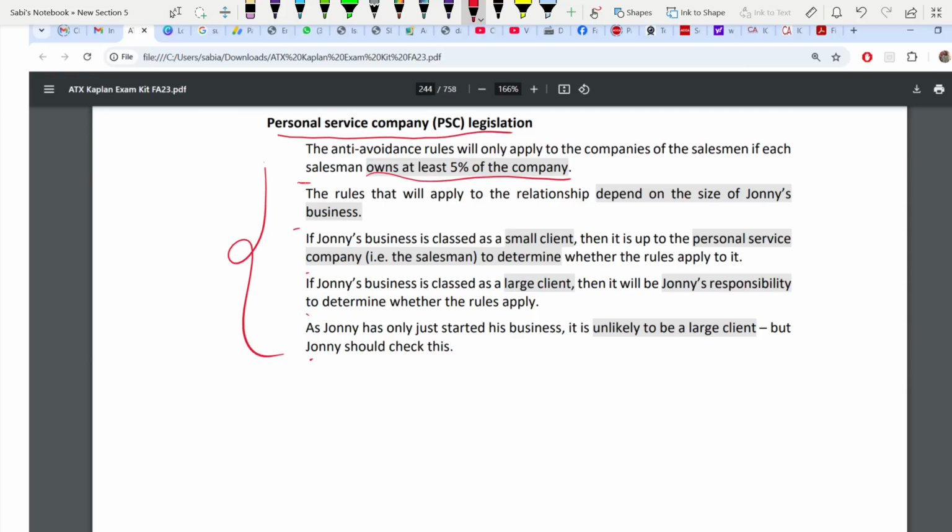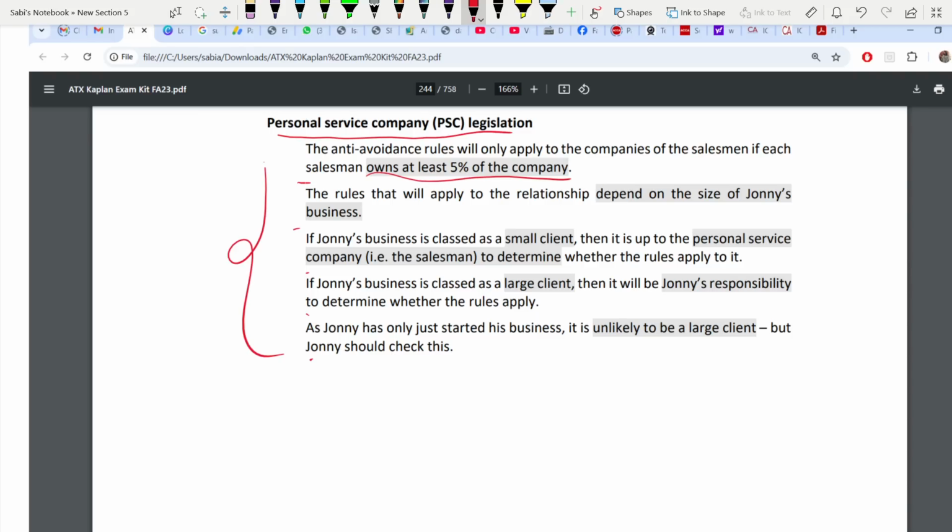You should own at least 5% of the company. If the salesman owns at least 5% of the company, then they can go through this rule. The anti-avoidance rules will only apply to the companies of the salesman if they own 5% of the company. Because if they own less than 5%, they will be employees only. Then it cannot be their personal service company. They should have some shares in the company for it to be called their company. And for that, the salesman should own at least 5% of the company. Understanding? Then this rule will come.